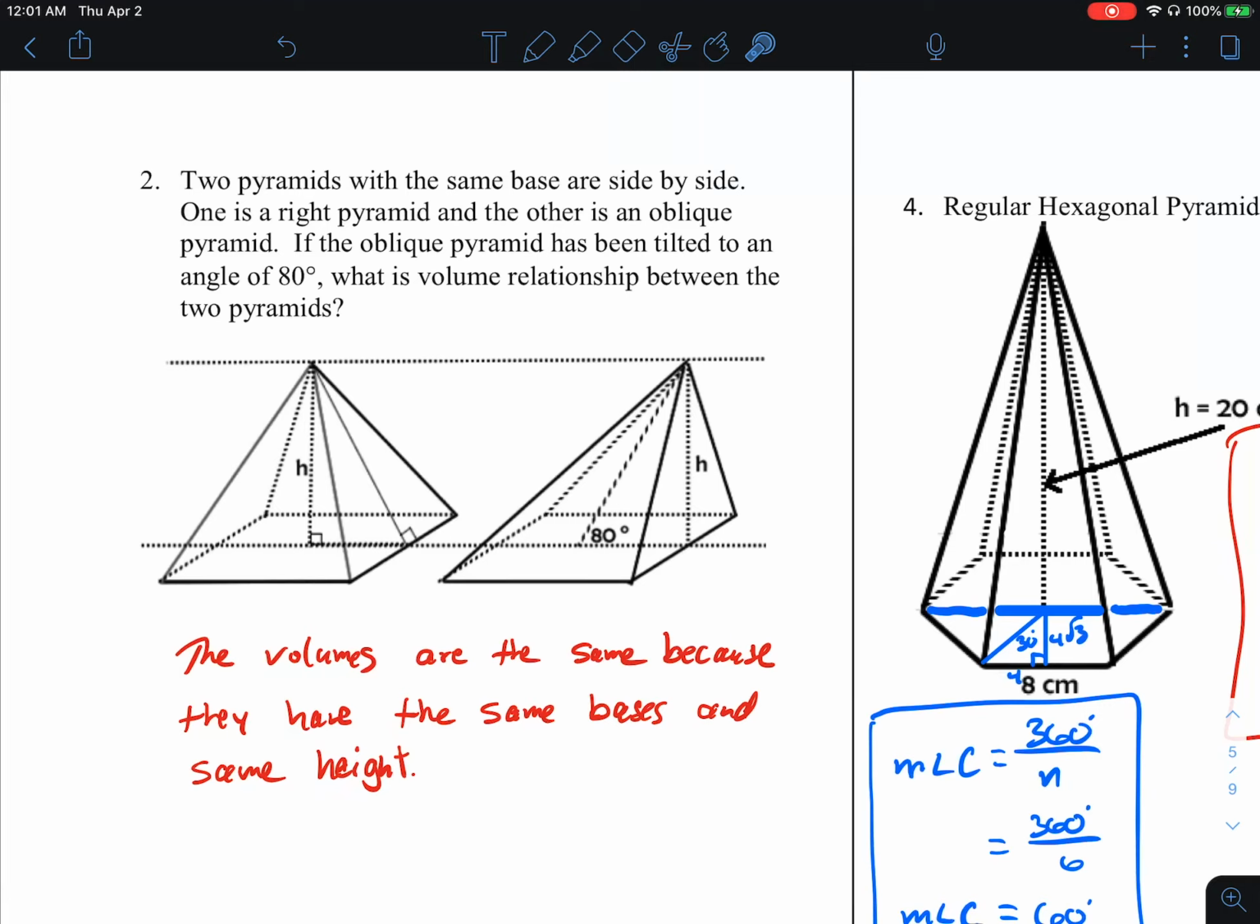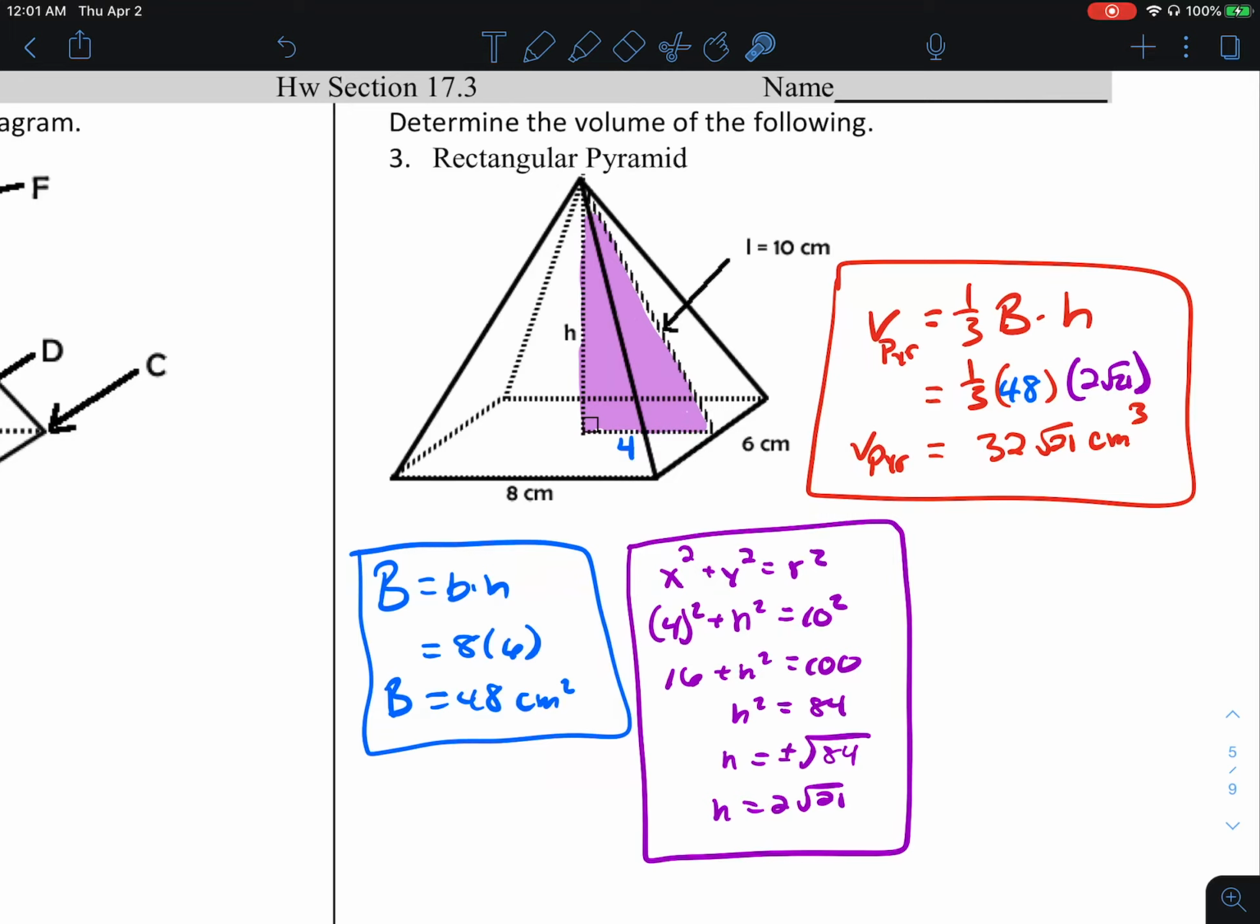Number 3. Determine the volume of the following. So we have a rectangular pyramid. The base here is 8 by 6. So to find the area of the base, it is 8 times 6, which is 48.